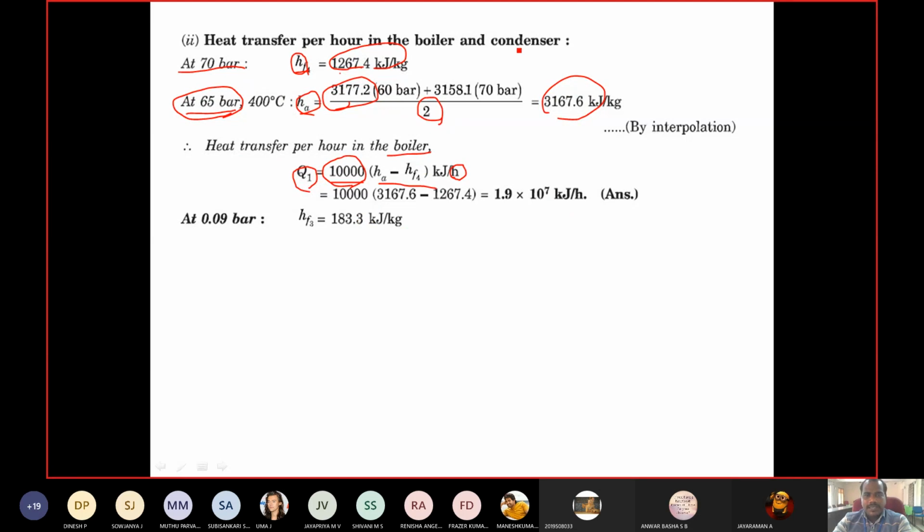But the second question is, we have to find the Q value in the condenser. You know, the Q value in the condenser will be equal to h_f3. So that is Q is equal to h in this condenser. So we can directly take it from the condenser.